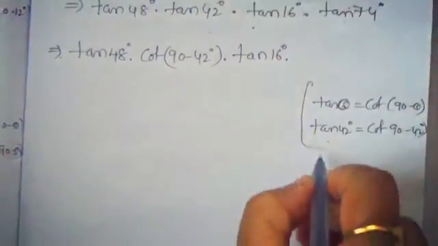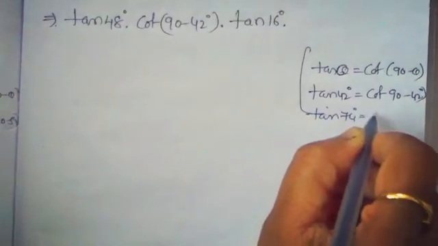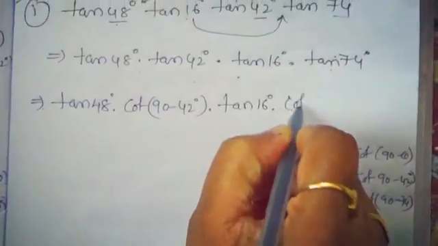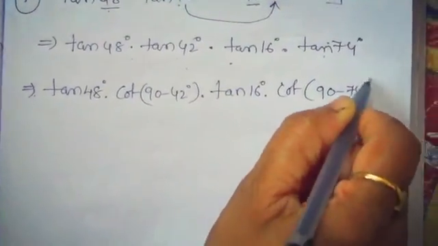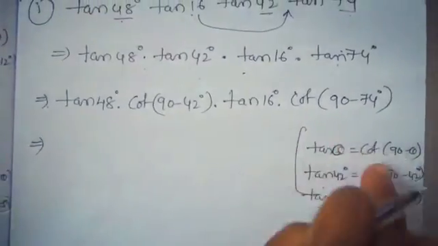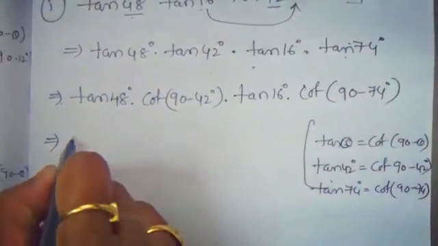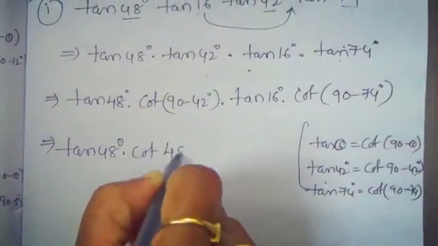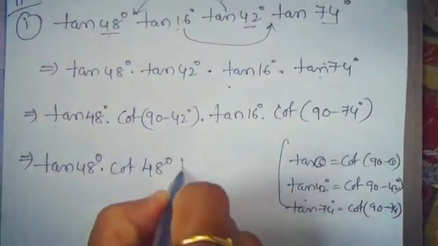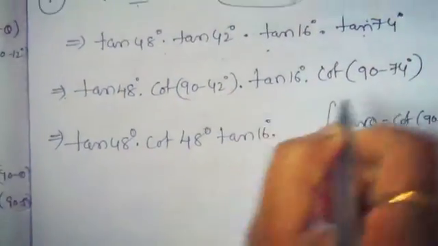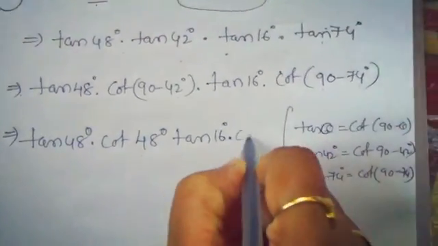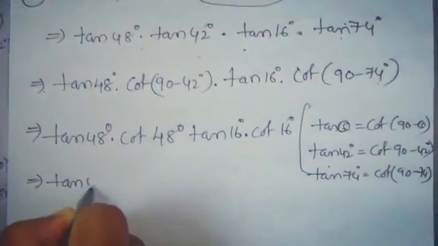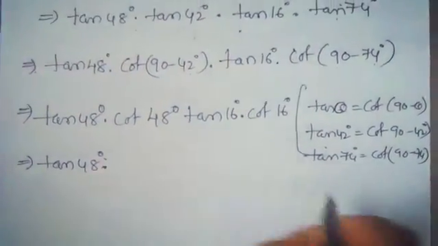So I want to change here. tan 74 degrees is equal to cot (90 minus 74). That's it, no? So cot (90 minus 74). Here I used these formulas. Okay, tan 48 degrees into cot 48, why? Because 90 minus 42 is 48. tan 16 degrees, 90 minus 74 is 16. So that implies tan 48 degrees into cot 48 degrees.